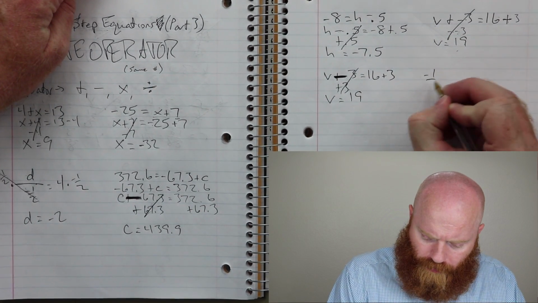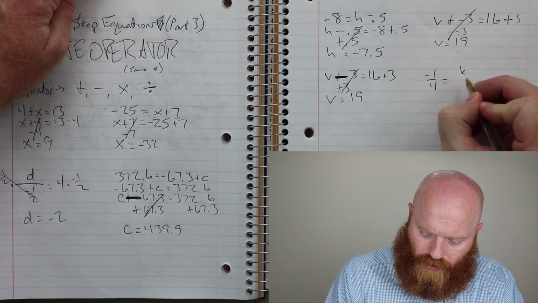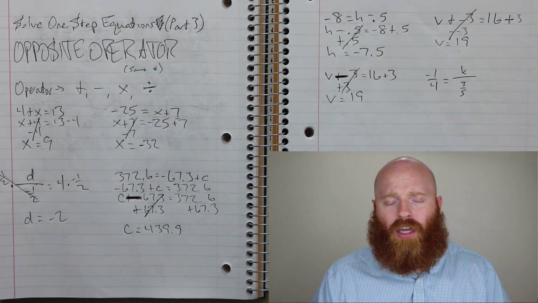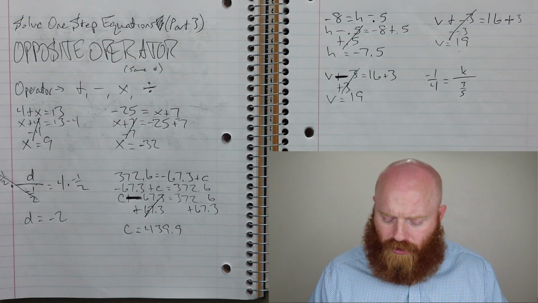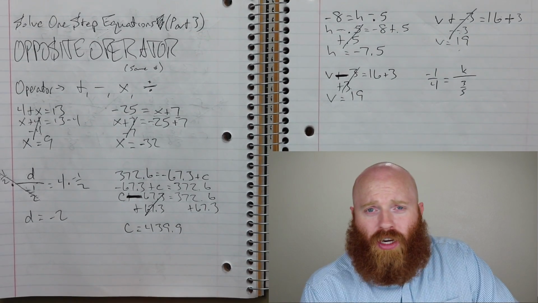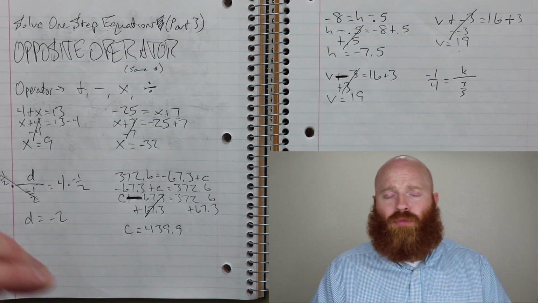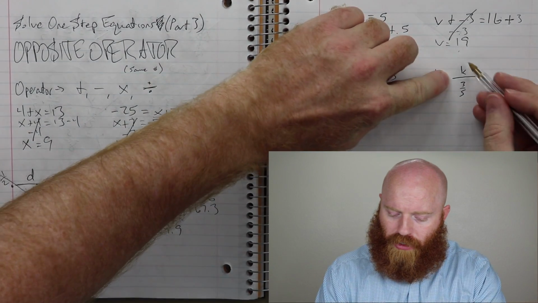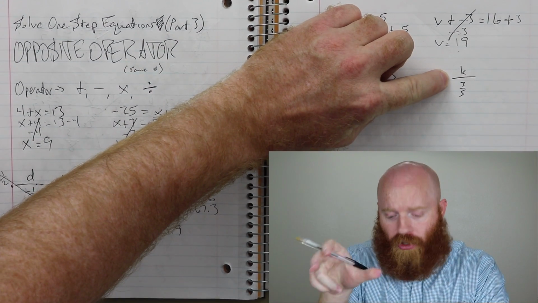All right, negative 1/4 equals k divided by 3/5. I get all kinds of problems. Divide, nobody likes it. I got the k on the wrong side. I got fractions. I got negatives. Guess what? I don't care. First thing I'm going to do, I'm going to take all this junk and pick it up and put it on the other side.